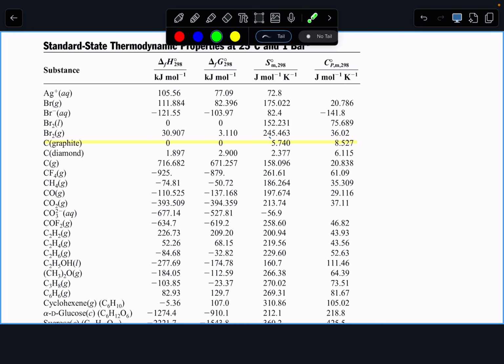Yeah. You will be provided this table on the exam. Yeah, or you can bring your own copy. I mean, we'll print it out for you, but if you have your own copy, feel free to use it.